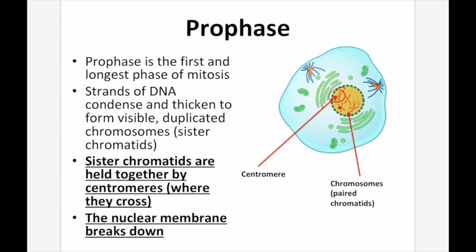So if we take a look at this guy right there, the centromere isn't shown very well, but it would look something like that. It's the part right in the middle, right where the chromosomes cross each other, and that X is formed. The nuclear membrane is also breaking down at this point, and that's shown by this dotted line here around the membrane.